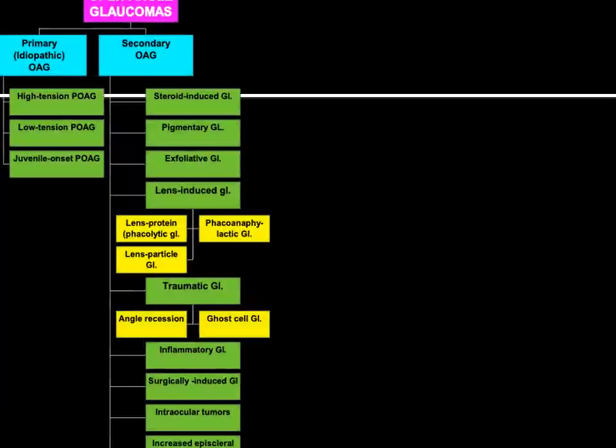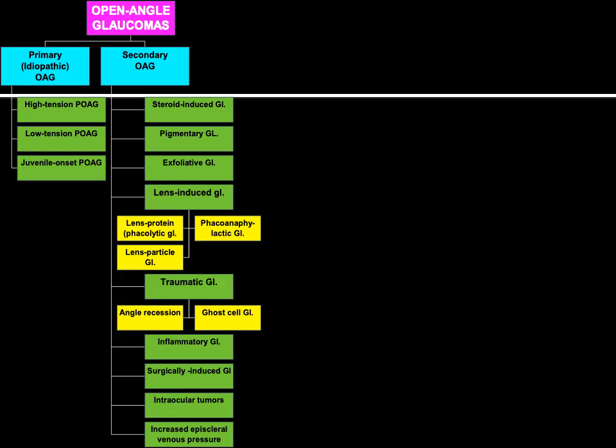We can see the major types. The first clinical entity of glaucoma is the open angle type, and this can be primary or secondary. Primary open angle glaucoma includes the high tension type, the low tension type, and juvenile onset primary open angle glaucoma. The secondary types of open angle glaucoma include steroid-induced glaucoma, pigmentary glaucoma, exfoliation, lens-induced, sometimes some traumatic glaucoma like angle recession, inflammatory glaucomas, some surgically induced glaucomas, and also glaucoma with increased episcleral venous pressure.